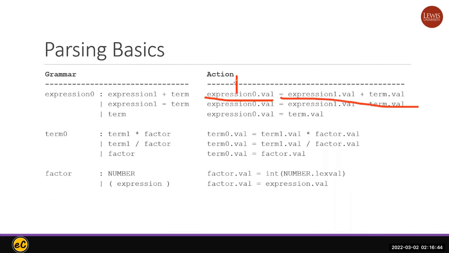So your expression 0 equals expression 1, and then plus, return the value. So return expression 1, expression 0. Okay, this is the grammar. So we have this action rule. It's okay. You can look at it.